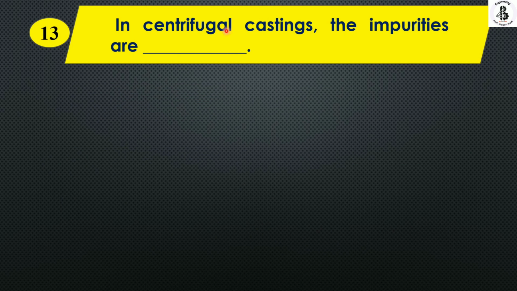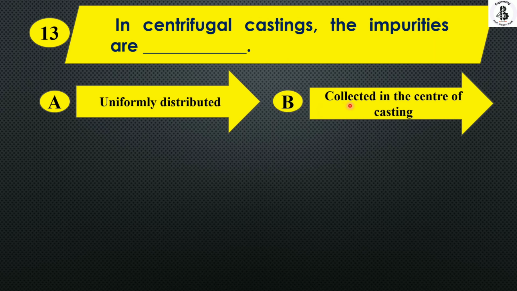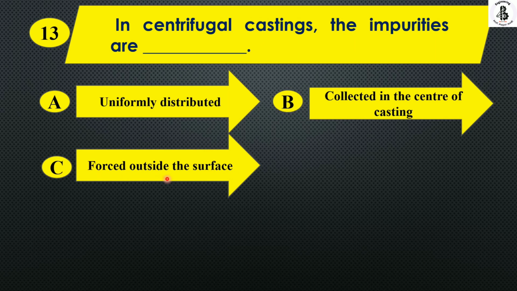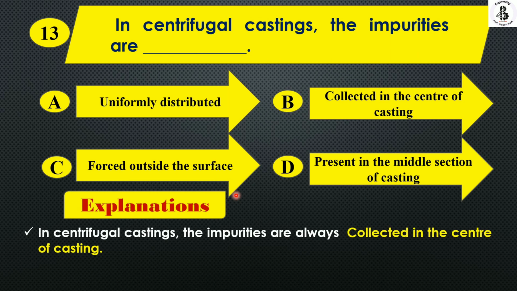The next, in centrifugal castings, the impurities are option A, uniformly distributed, option B, collected in the center of casting, option C, forced outside the surface, option D, present in the middle section of castings. In centrifugal castings, the impurities are always collected in the center of the casting because the centrifugal force plays a vital role in forming a hollow component. So the right answer is option B.